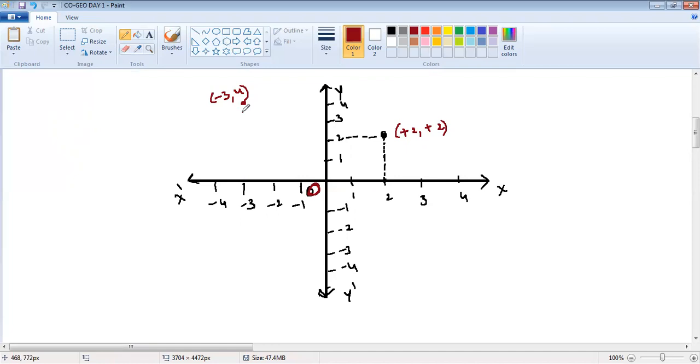See, minus 3 comma 4, what do you say? From the x-axis, how much distance? From the y-axis, how much distance? From the x-axis, if you see, it is parallel to the y, so we have taken 4 units. From here, this is 3 units. This is 4 units. This is 3 units. So the location of the point, what could I say? Minus 3 comma 4.